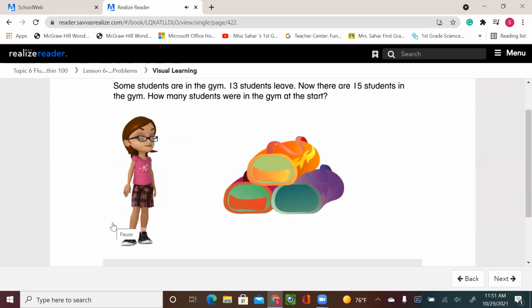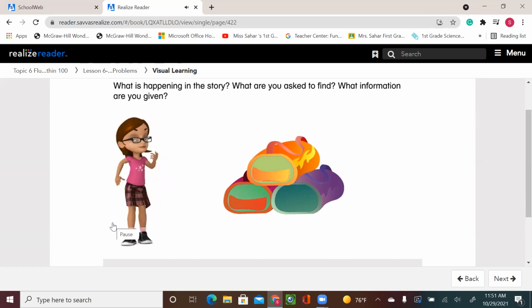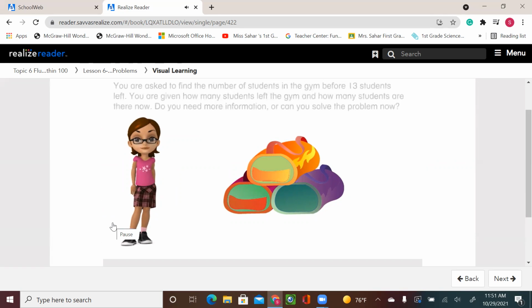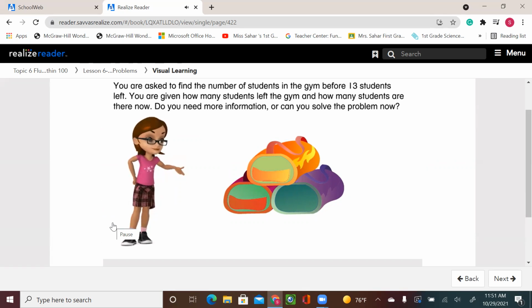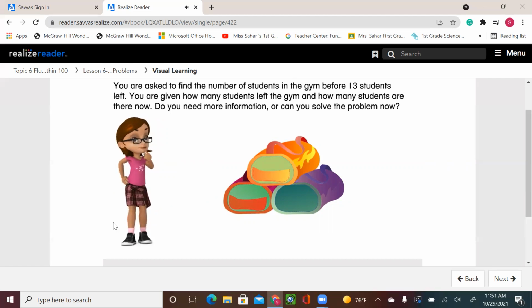Some students are in the gym. 13 students leave. Now there are 15 students in the gym. How many students were in the gym at the start? What is happening in the story? What are you asked to find? What information are you given? You are asked to find the number of students in the gym before 13 students left. You are given how many students left the gym and how many students are there now. Do you need more information, or can you solve the problem now?